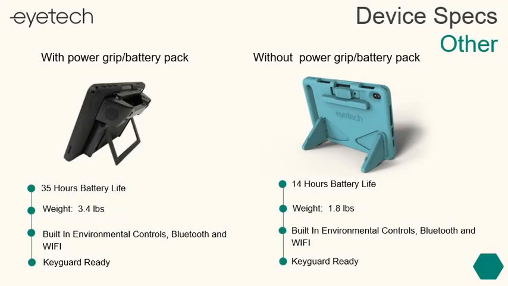Let's compare the difference in weight and battery life on the go with the Power Grip and battery pack attached versus removing it and replacing it with the blue ruggedized carrying case. The battery pack extends the battery life to a whopping 35 hours, but it also brings the weight of the device to about 3.5 pounds.